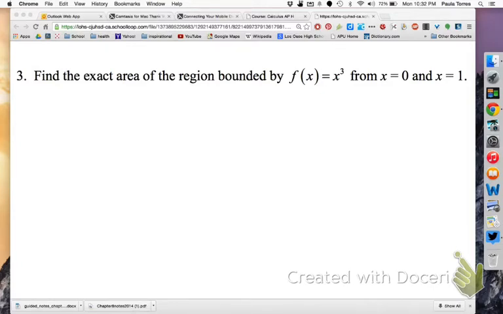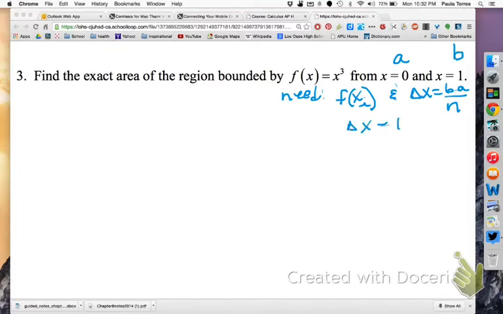So I'm going to need to know f of x sub i, like I did previously when I was doing the left and right endpoints, and delta x. So if you remember, delta x was b minus a over n. So here's my beginning point of the interval, and here's the end value of the interval. So delta x will be 1 minus 0. And so now, since I don't know how many rectangles, it's unspecified, it's going to infinity, I'll just put an n down there. So delta x is 1 over n.